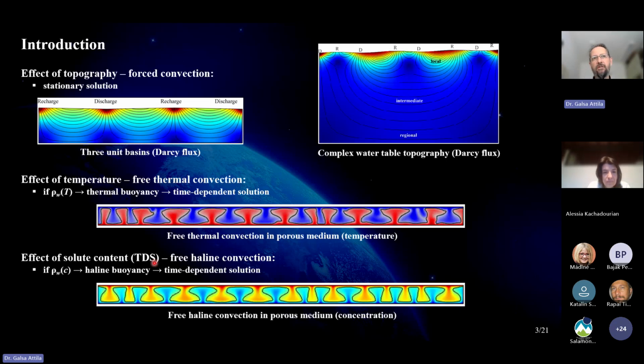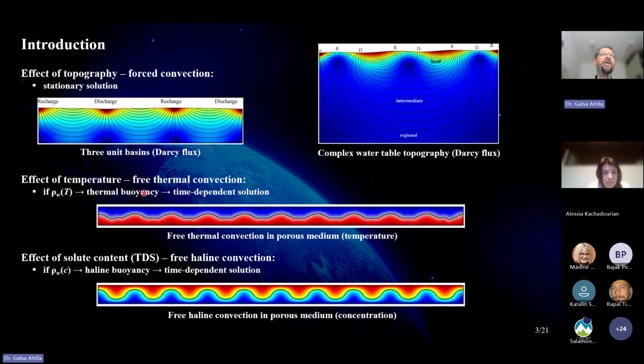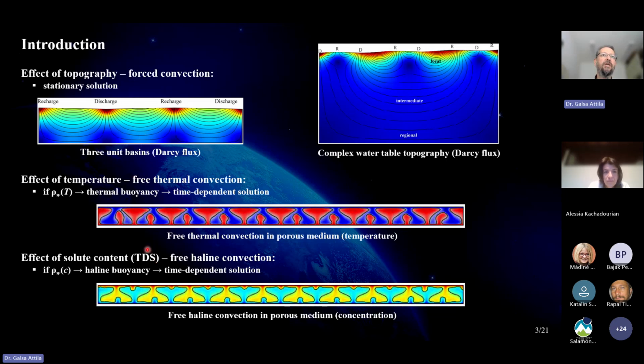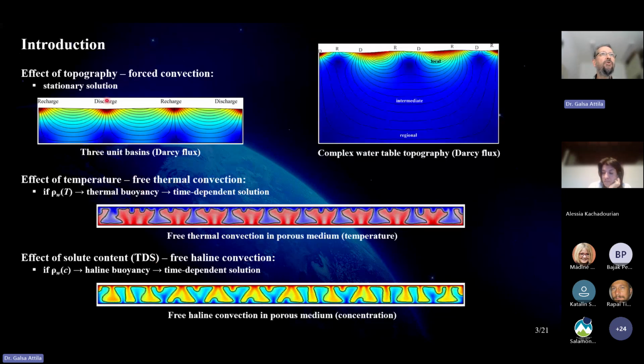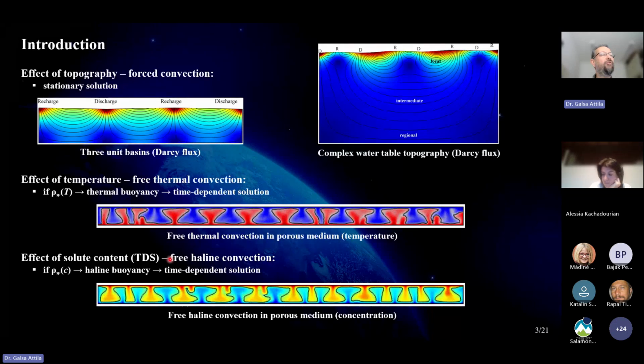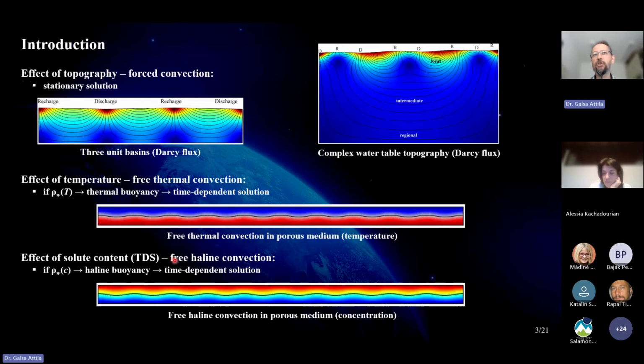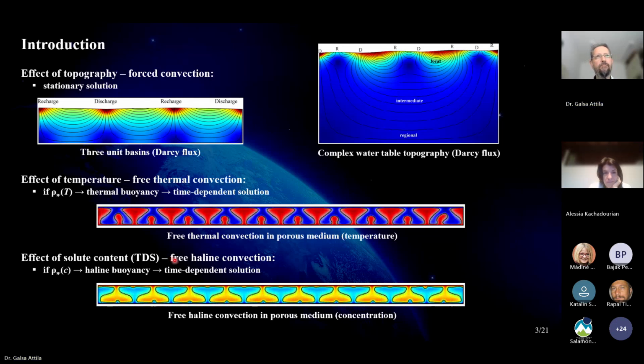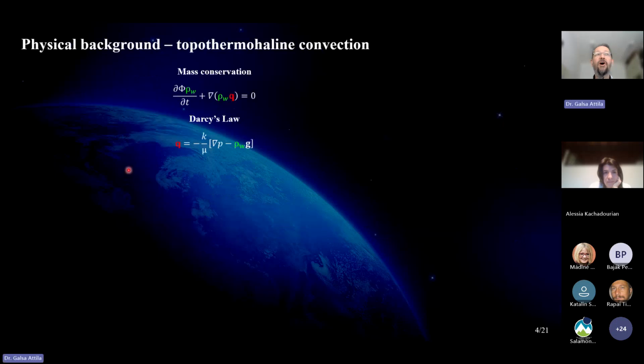So at that point, we decided to incorporate these three forces into our model, which is called the topothermohaline model. So let the system itself determine which force is important and which force is negligible. Okay, only one slide about the physical background of topothermohaline convection.